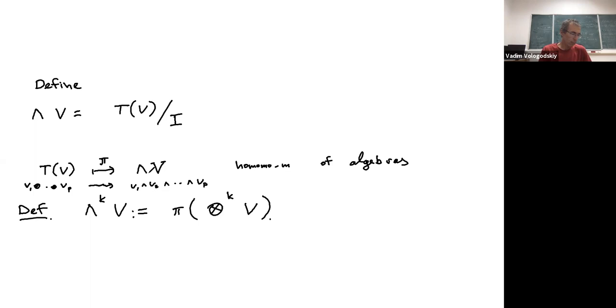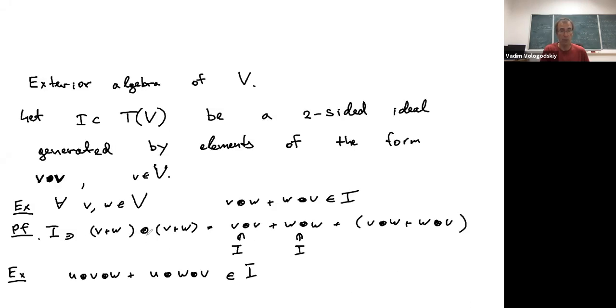So in particular we have here the relation that v wedge v is equal to 0, because v tensor v belongs to the ideal. Any element which belongs to the ideal I maps to 0 under pi. We also have the relation that v1 wedge v2 plus v2 wedge v1 is 0. It again follows from one of the examples in the previous slide.